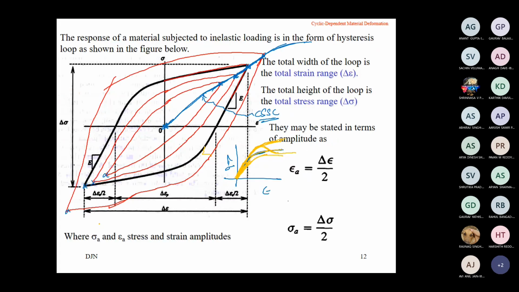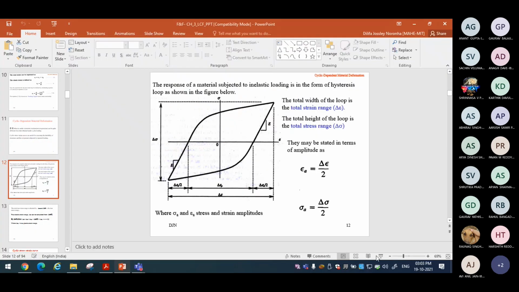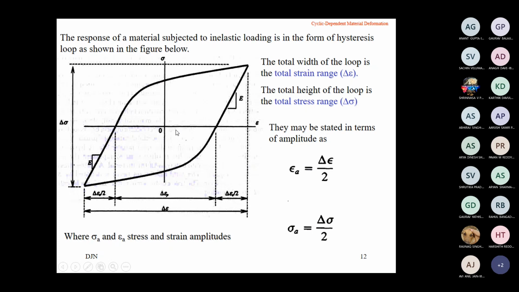Okay. So in a hysteresis curve, we talk about ranges. That is what is given here. Amplitude is half of the range. Amplitude means half of the range. You can see delta epsilon by 2 means what? Epsilon max minus epsilon minimum divided by 2. That is it. Delta sigma by 2 means what? Sigma max minus sigma minimum by 2.